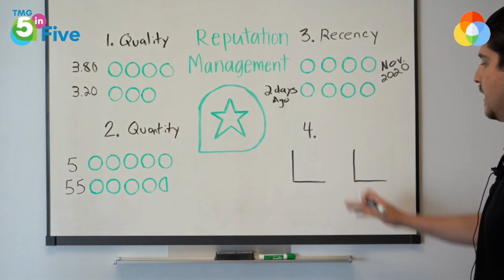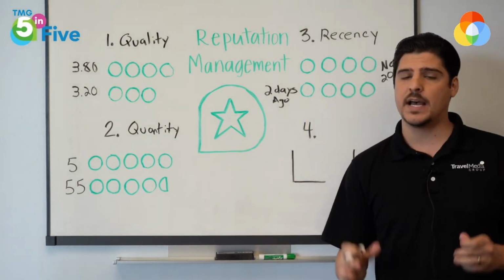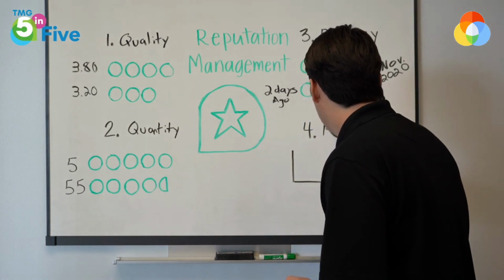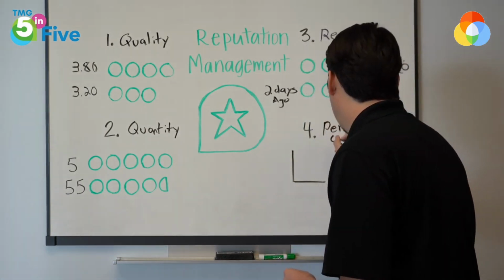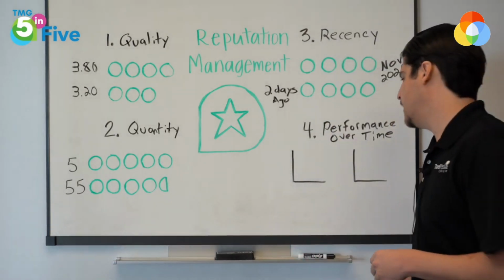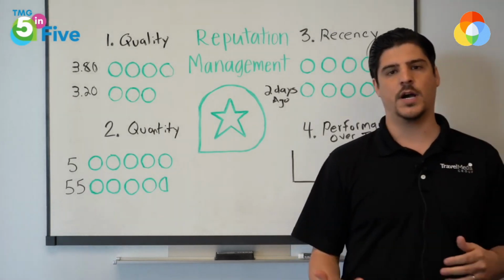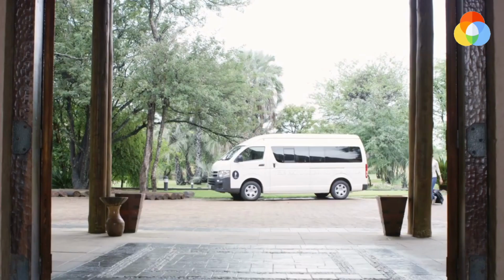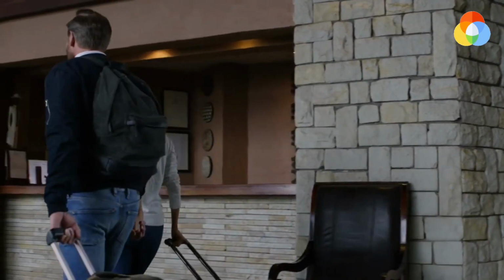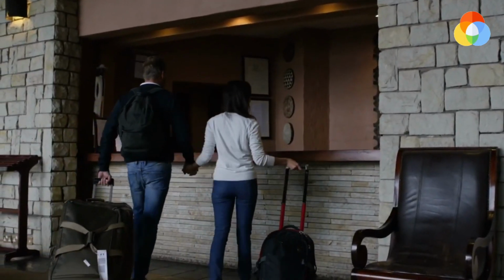And lastly is the newest factor, and this one was added in 2018. And this factor is represented as performance over time. So to explain this, let's look at 2 hotels and how they're performing reputation-wise on TripAdvisor's website. We could have a property that is very seasonal. They get a lot of guests in the summer, not so many in the winter.